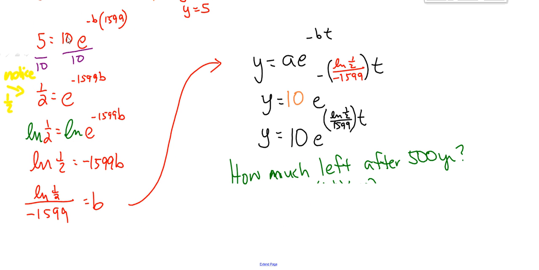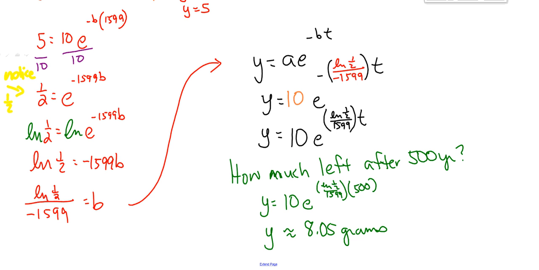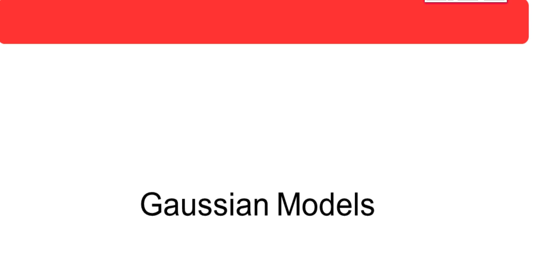And then the next question is, how much is left after 500 years? If you want to try and see if you can get that on your calculator, go ahead and pause this, and then I'll show you. So here's the answer. After 500 years, there are about 8.05 grams left. That should make sense if you think about the half-life being 1,599 years.